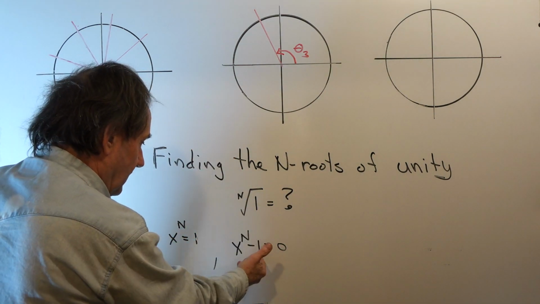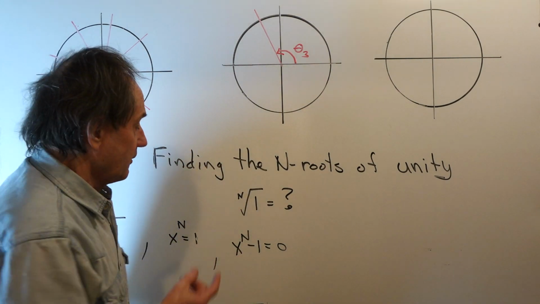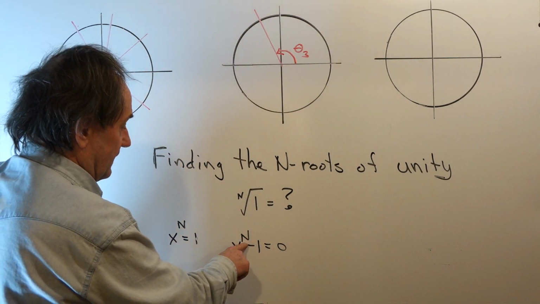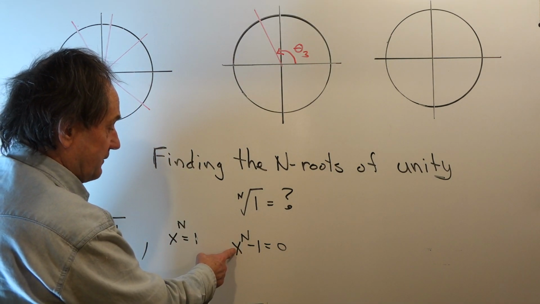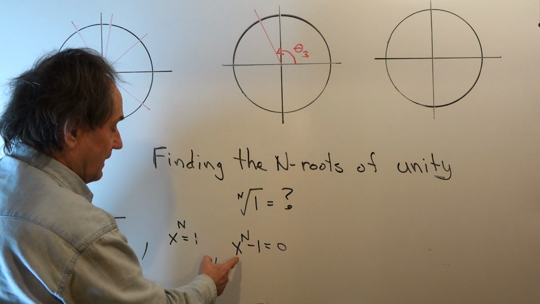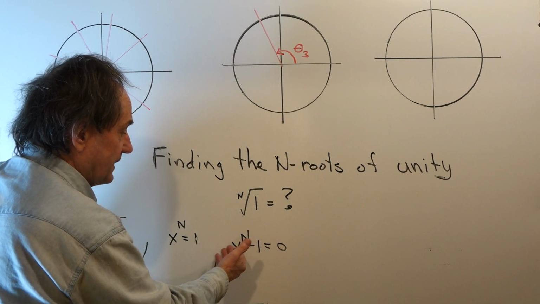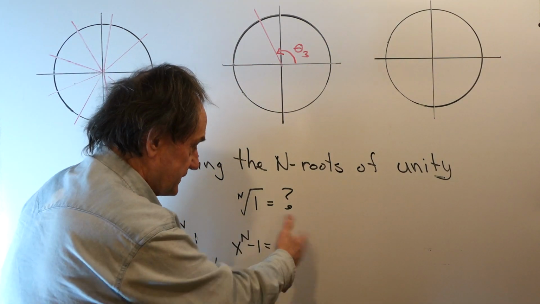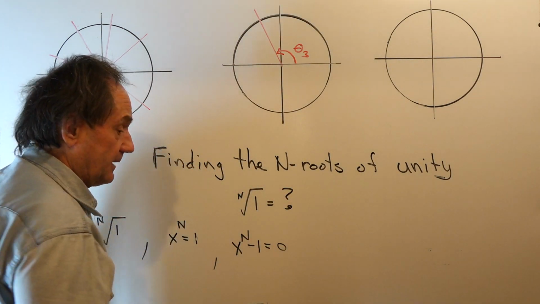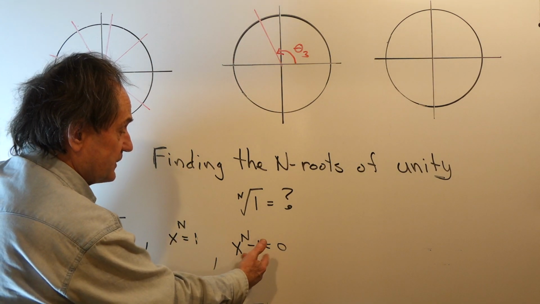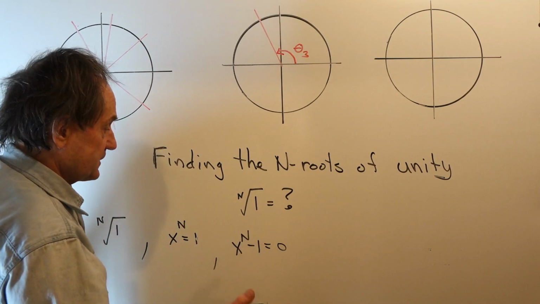And if we confine ourselves to just values of x that are real, there's only one solution if n is odd, and that's positive 1. Putting x equals positive 1 makes this vanish. If x is minus 1 and n is odd, then this becomes minus 2, which does not satisfy the equation. So there's only one solution in the real numbers when n is odd. But when n is even, we get two solutions, plus and minus 1. For example, the square root of 1 can be plus or minus 1.